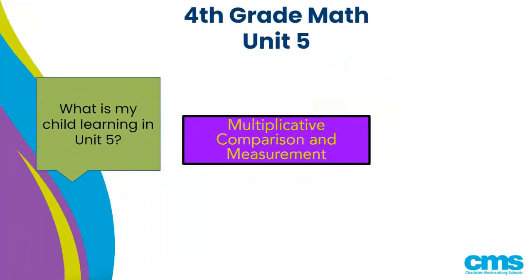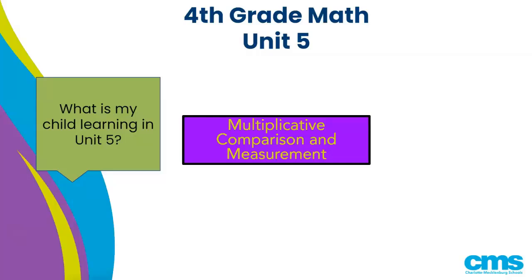4th grade Unit 5 is titled Multiplicative Comparison and Measurement. Unit 5 has 17 lessons, which are taught in 2 sections. Unit 5 begins on January 16th and ends February 14th. In this unit, students make sense of multiplication as a way to compare quantities. They use this understanding to solve problems about measurement.